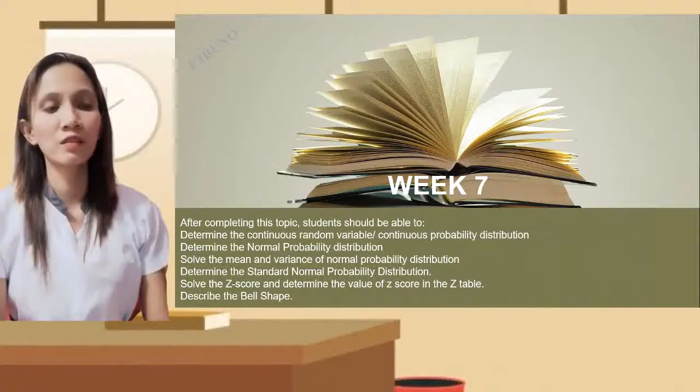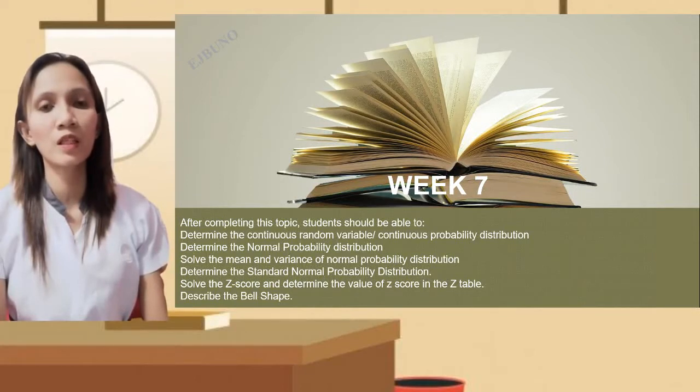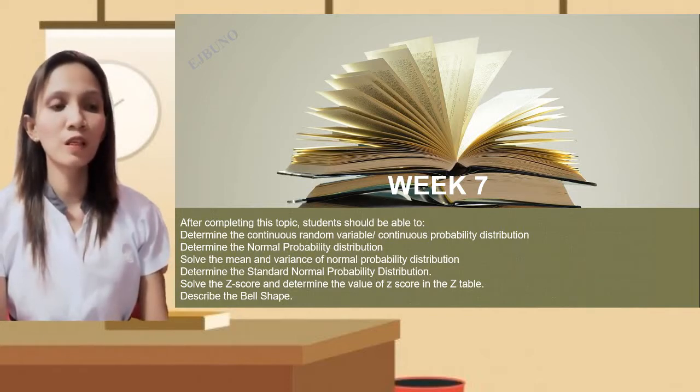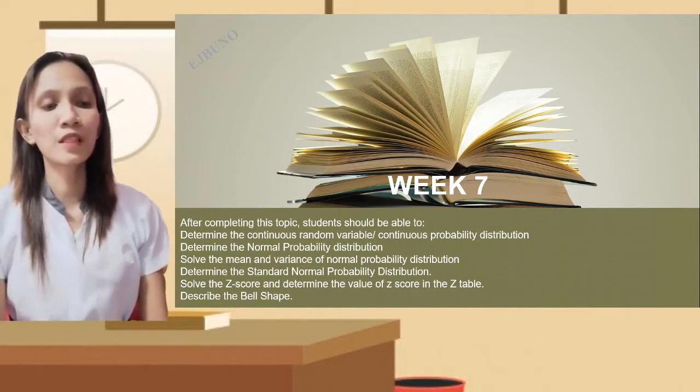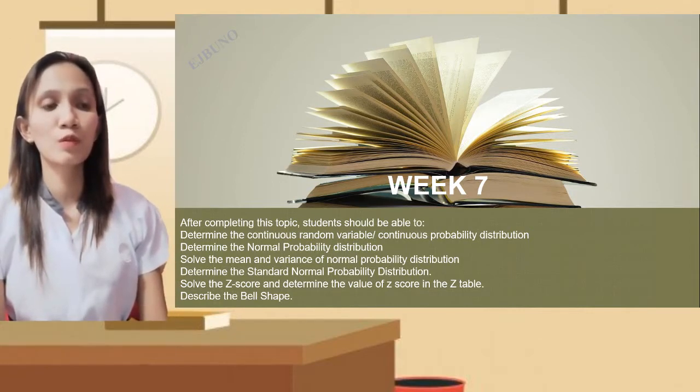So let's start. The objectives of our topic are, after completing the topic, students should be able to determine the continuous random variable or continuous probability distribution. Determine the normal probability distribution. Solve the mean and variance of normal probability distribution. Determine the standard normal probability distribution. Solve the z-score and determine the value of z-score in the z-table. Describe the bell shape.